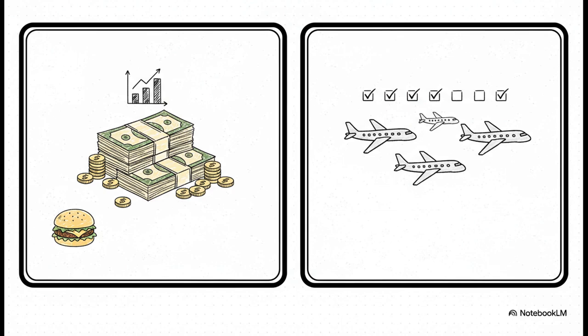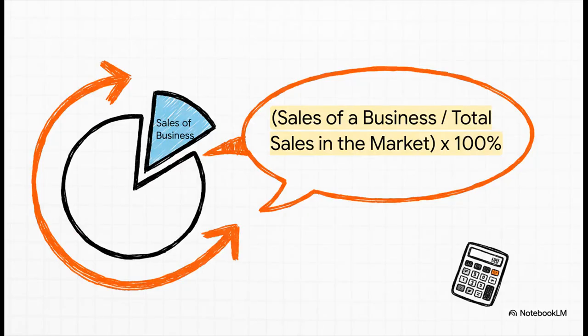It's really important to check which one the case study is talking about. The fast food market is measured in dollars, but the Chinese air travel market was measured in the number of passengers. And here is another formula that you absolutely have to know off by heart: market share. It's a simple calculation that tells you what slice of the total market pie your business has. It's the number one way to see how you're doing against your competitors.